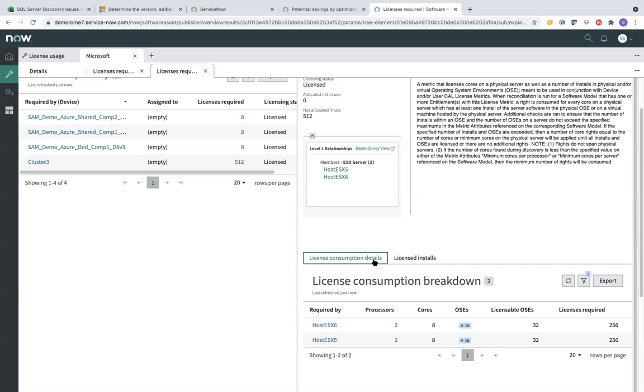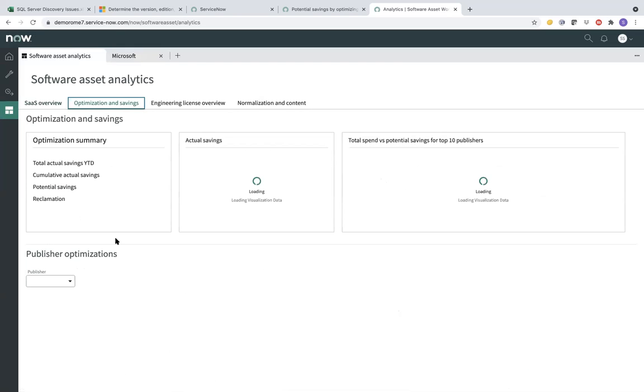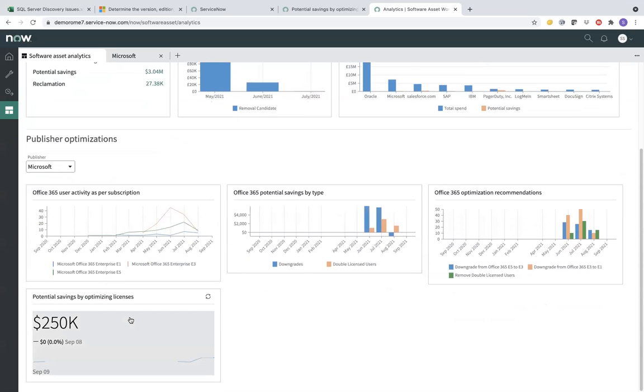So at this point of time, we know that standard rights have been applied here. But that's not the entire story. What ServiceNow does is that it provides this recommendation to you, which you can see in the optimization and savings chart. And if I go to publisher optimizations, I can see that potential savings by optimizing licenses is showing up.